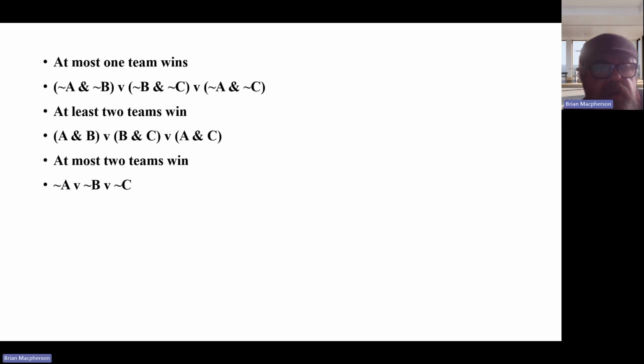At most, one team wins. So that means that either A and B lose, right? Or B and C lose, or A and C lose. And that guarantees that at most, by the way, all three can be true. It isn't the case that one team wins. It's just that at most one team wins. Now, if I say at least two teams win, then either A and B win, right? Or B and C win, or A and C win. At most two teams win means that at least one of them must lose. So not A, or not B, or not C.